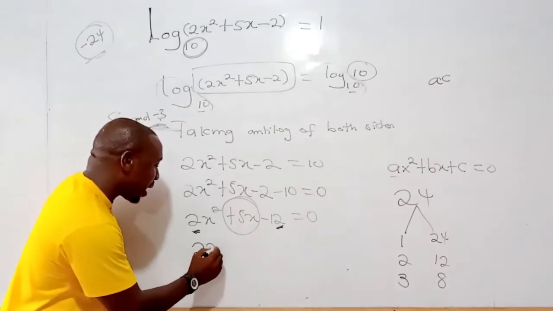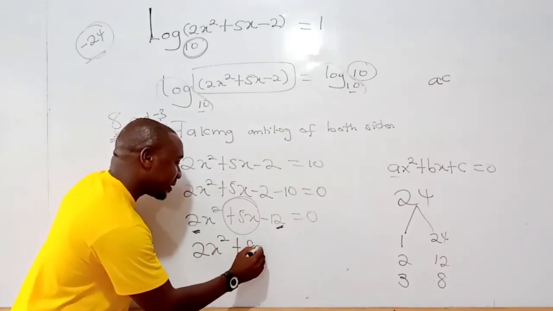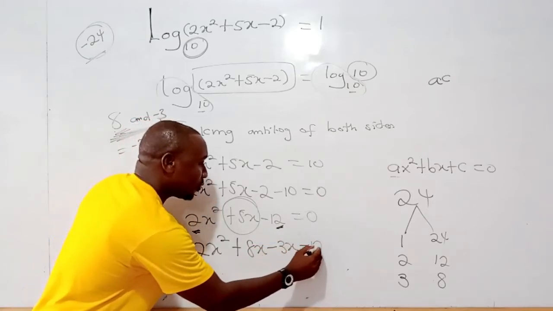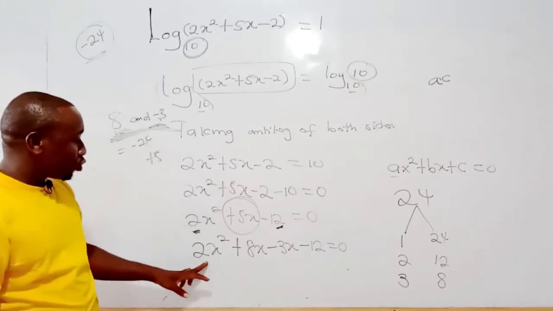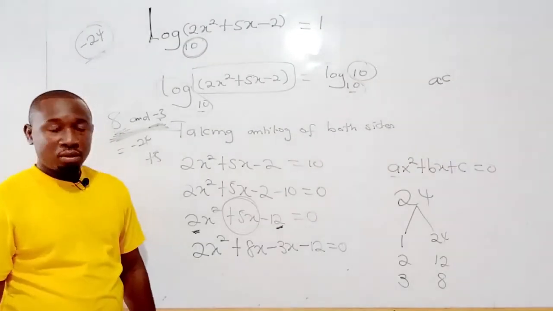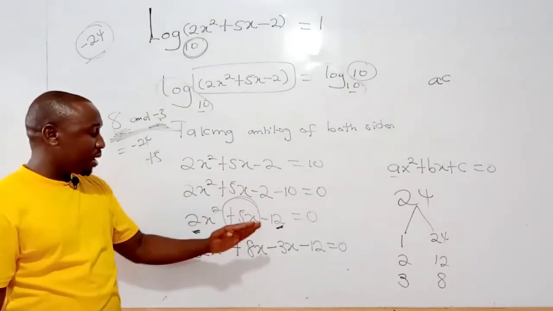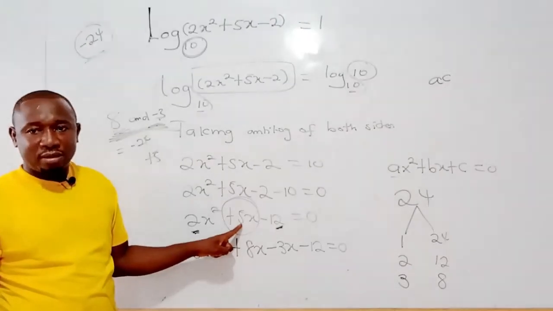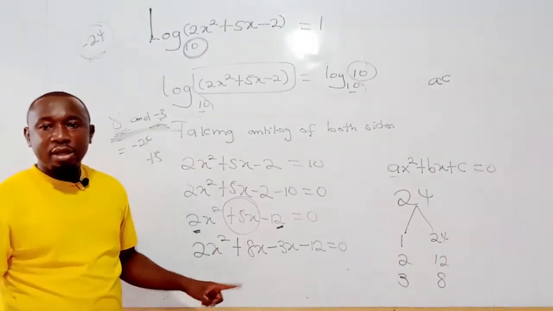That will be 2x squared plus 8x minus 3x minus 12 is equal to 0. This is the expression: 2x squared plus 8x minus 3x minus 12 is equal to 0. The 8x minus 3x will take us back to positive 5x, and that makes the equation true.